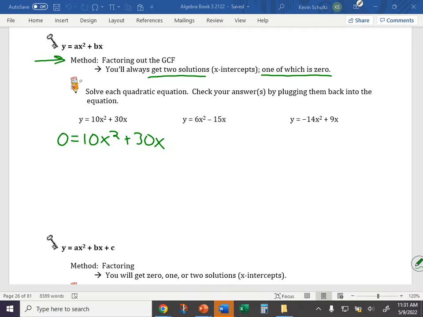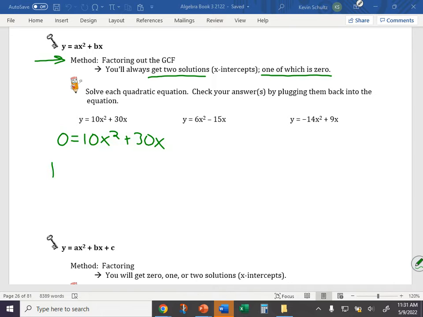And our method being factoring out the greatest common factor. What's the greatest common factor of 10x squared and 30x? What can we take out of both of those terms? Connor? 10x. 10x. Okay? 10x goes into both 10x squared and 30x. We first looked for greatest common factor back in objective 44, I believe it was.